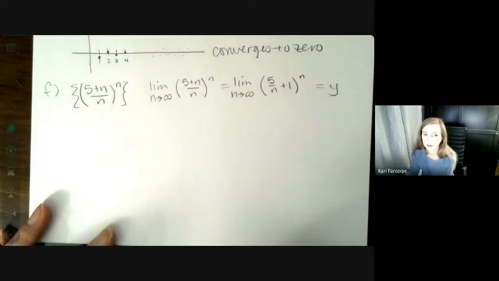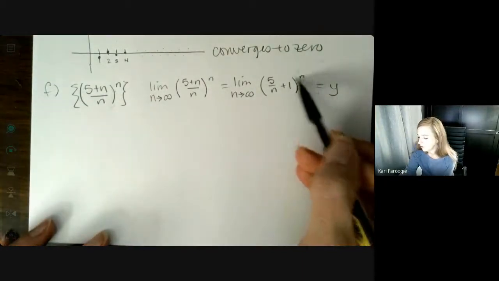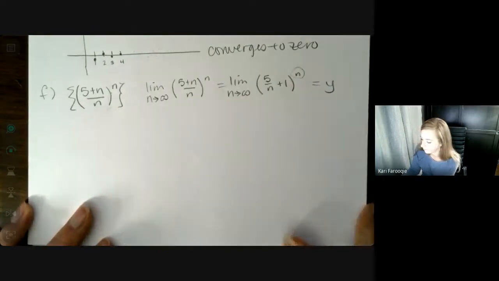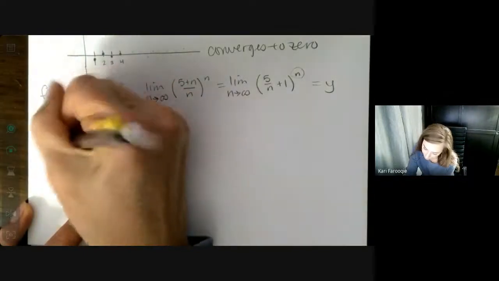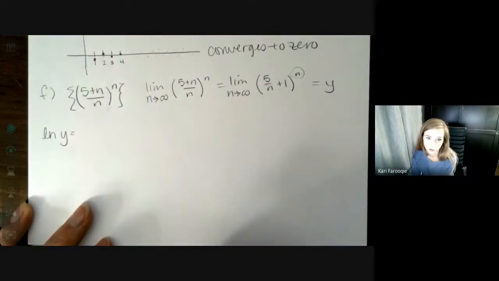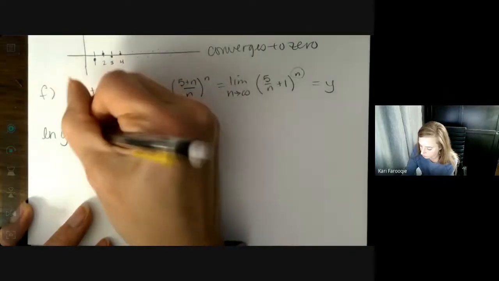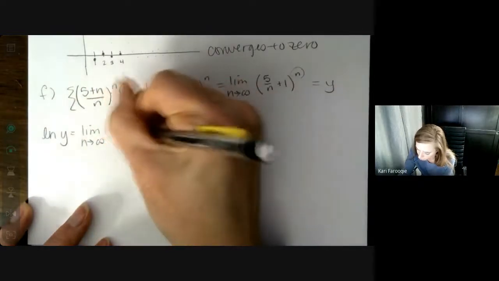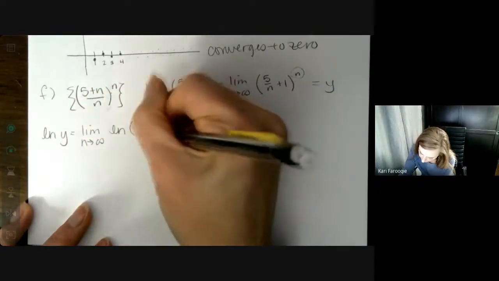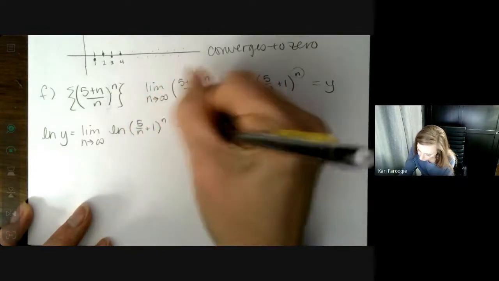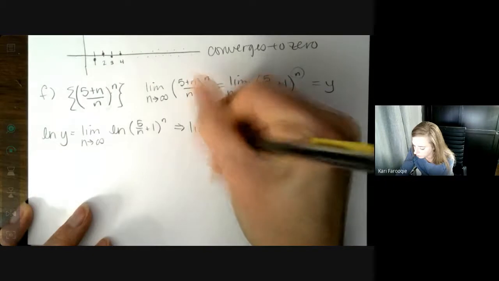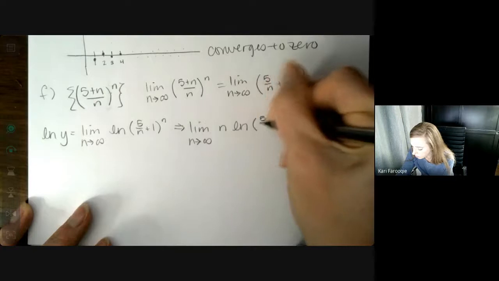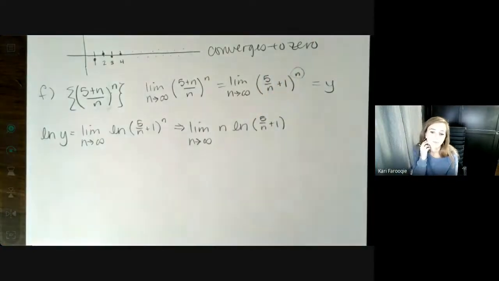Set that equal to y. What we need to do is get this variable out of the exponent. We're going to do that by applying a natural logarithm. So the natural log of our limit y is going to be equal to the limit as n approaches infinity of the natural log of (5 over n plus 1) to the nth power, which is going to be the same as taking the n out front and then taking the natural log of 5 over n plus 1.